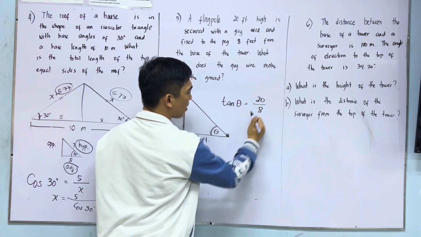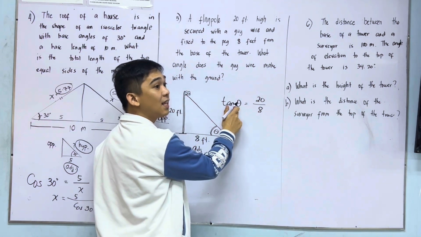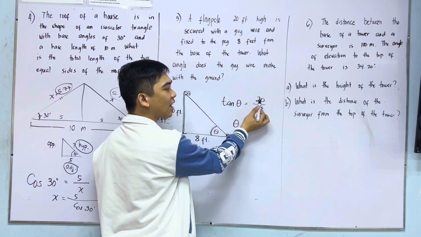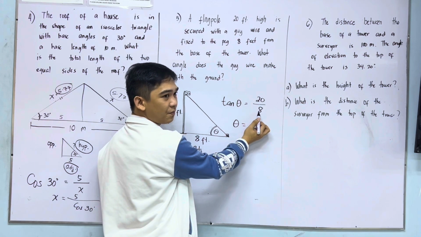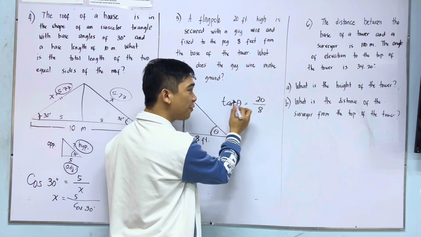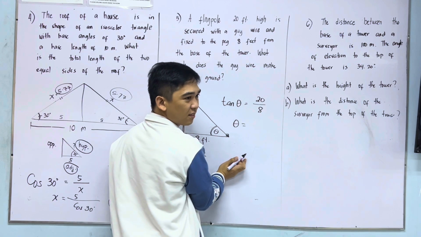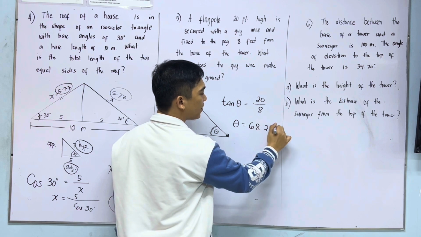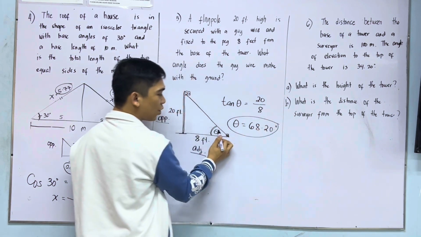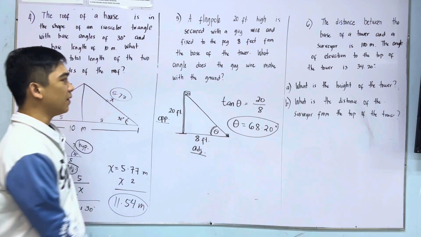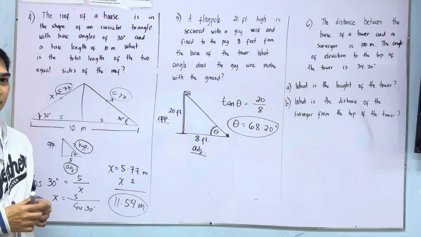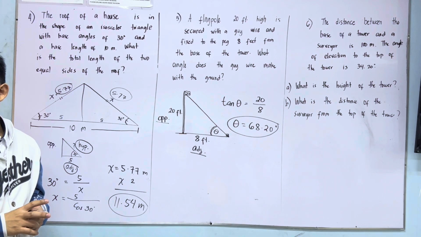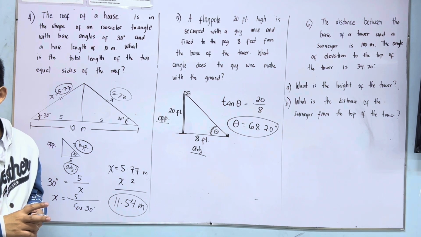Angle ang hinahanap natin, dito lang kayo mag-shift. So, insert natin 20 over 8, 2.5. Tapos, shift tangent. 68.20. So, ito yung angle. Mali? Bakit?